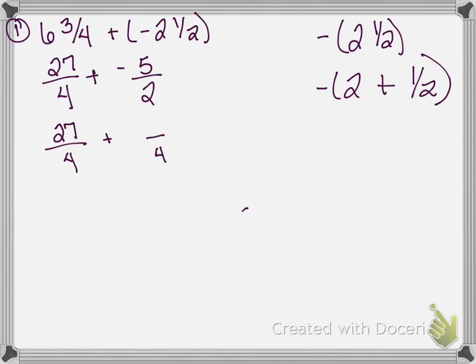Okay? 2 goes into 4 2 times. So when I do 2 times 2, I get 4. That means I've got to do the top times the same thing. So -5 times 2 is -10. Okay? At this point, we're in good shape. 27 plus -10 is 17, and we keep our denominator.